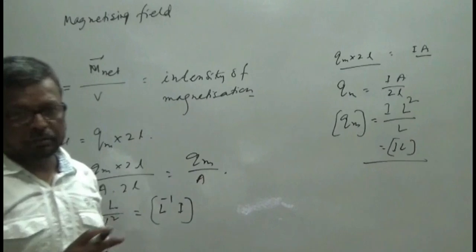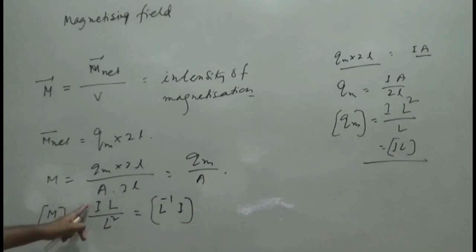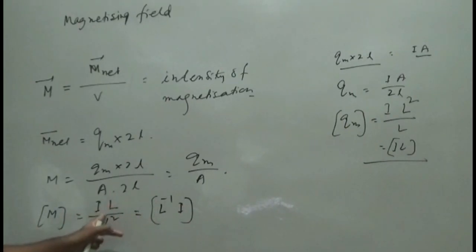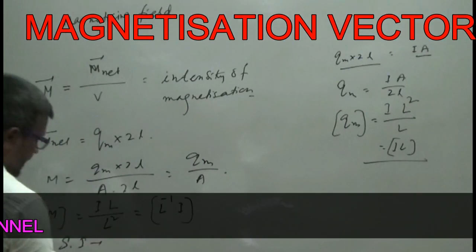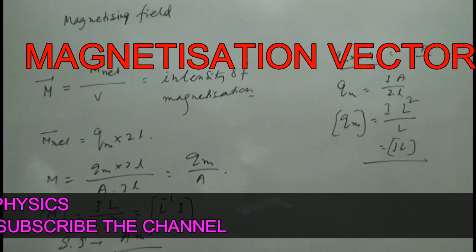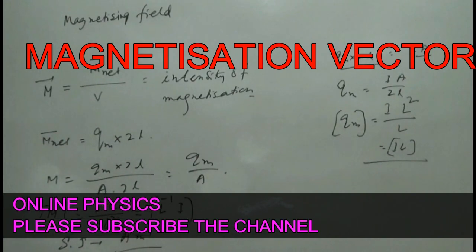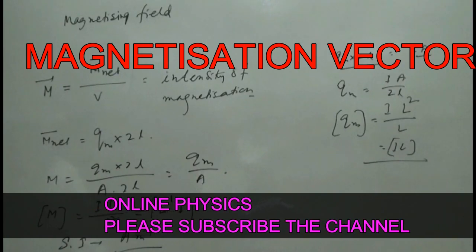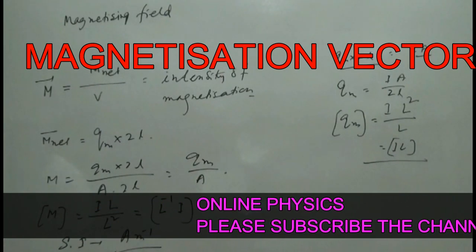Do you get it? Now we put here pole strength and this is area. Therefore L to the power minus 1 I is the dimension of intensity of magnetization. Therefore, what will be its SI unit? Its SI unit is ampere meter inverse. That is, ampere per meter is the SI unit of intensity of magnetization.